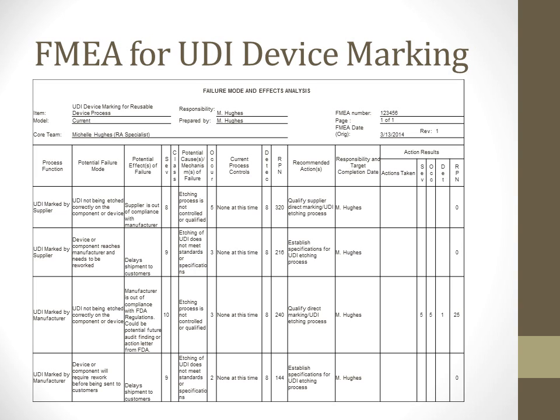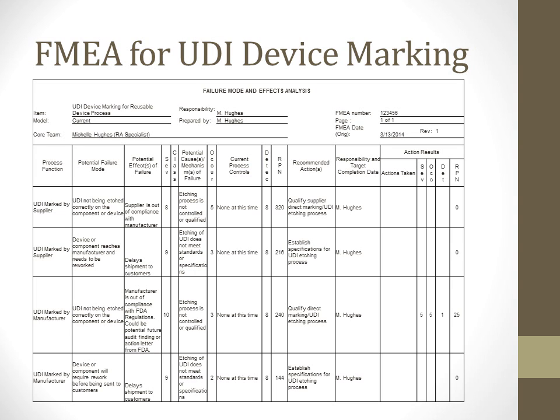So let's go with the first failure mode, UDI not being etched correctly on the component or the device. One of the potential effects of that failure is the supplier will be out of compliance with the manufacturer. One of the causes is the etching process is not controlled or qualified by either the supplier or the manufacturer. Another UDI marked by a supplier failure could be the device or component reaches the manufacturer and needs to be reworked, which can delay the shipment to the customer, and meaning that the etching of the UDI did not meet the requirements or the standards of the UDI final rule.